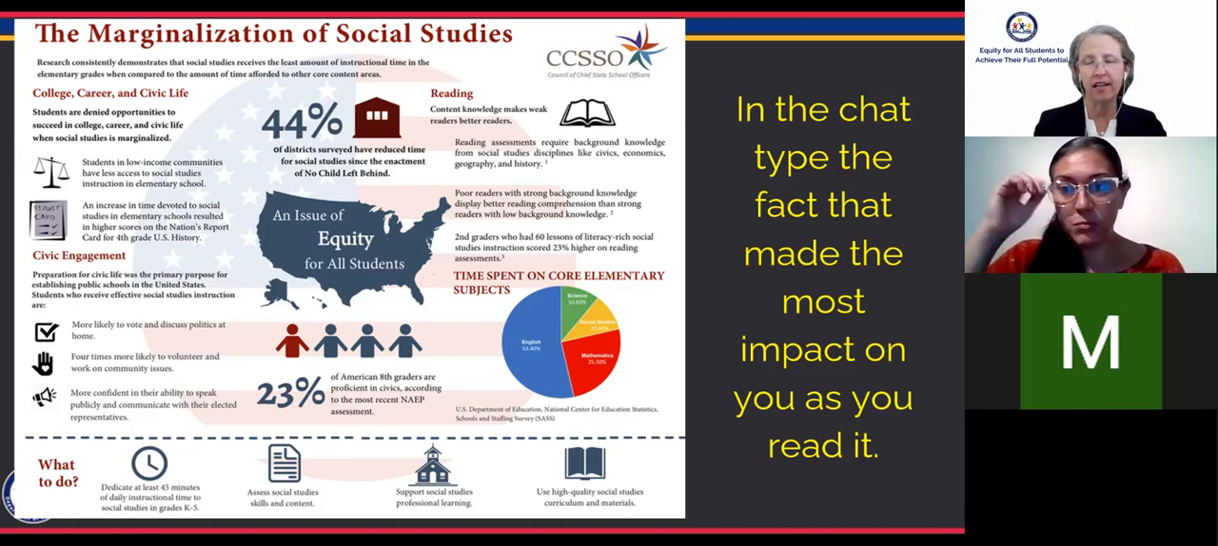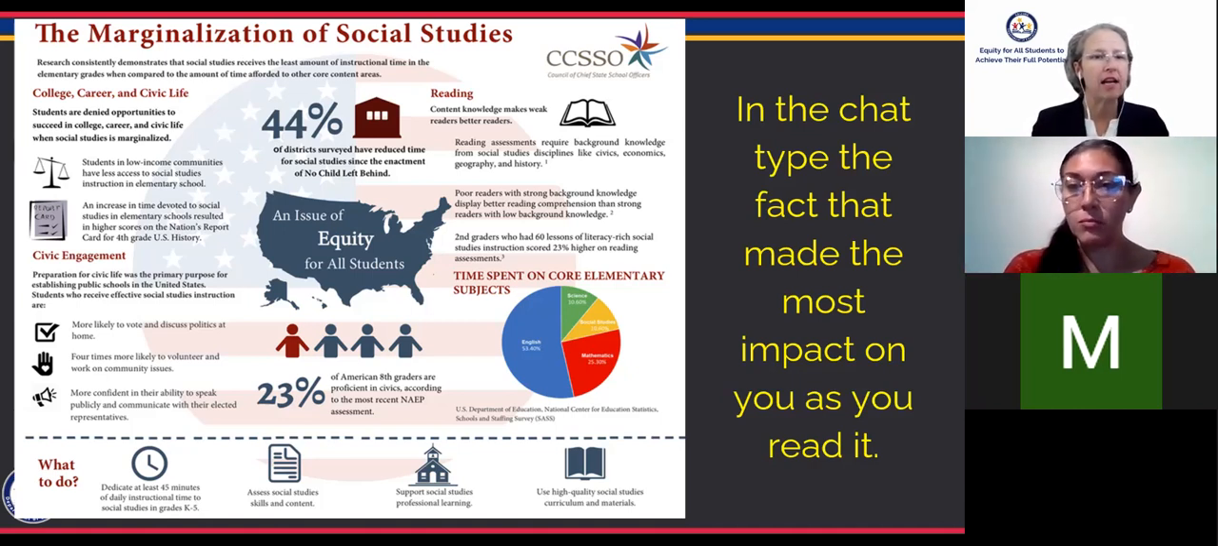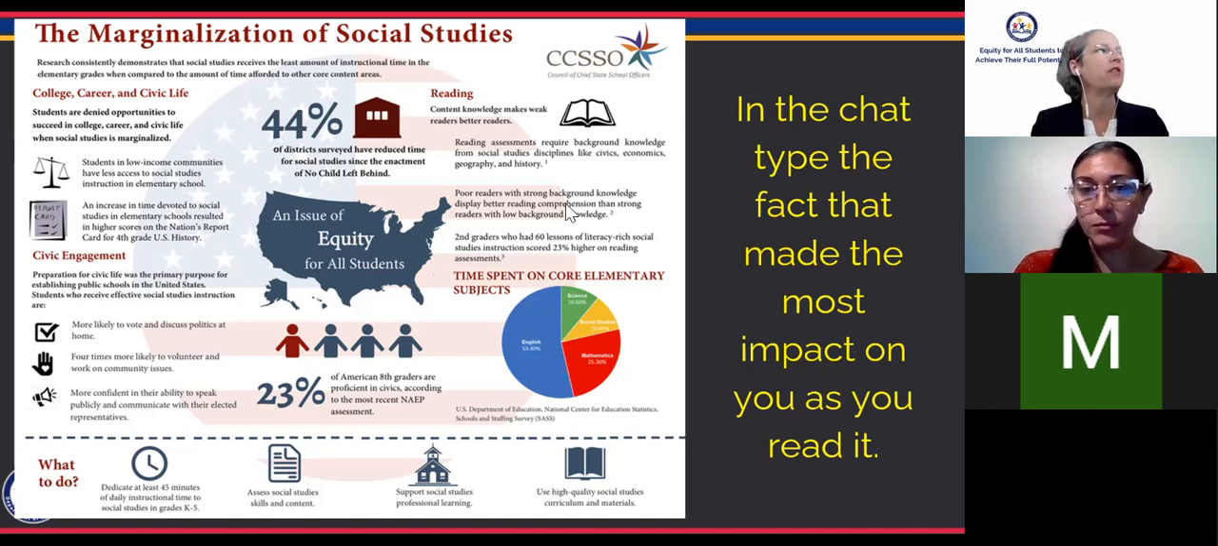Definitely the thing that stands out, and we will give you this infographic so you will have it. Kids are four times more likely to volunteer in the community by learning about social studies. I like this one in the middle on the right-hand side: second graders who had 60 lessons of literacy-rich social studies scored 23% higher on reading assessments. We're going to get into some more current research that actually proves that. But it is an equity issue, as far as we want kids to know how to advocate for the things they need and want in their lives. Social studies is the way to do it, plus that background knowledge is key. Yeah, civic life is the absolute purpose of why schools were created in the first place. So thank you, Nicole. That's spot on.